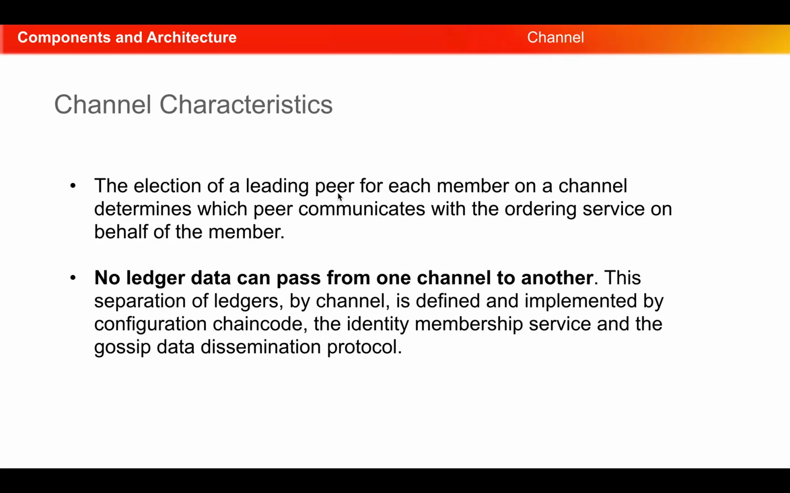The election of leading peer or leader peer for each member or each organization on the channel determines which peer communicates with the ordering service on behalf of the member or the organization. No ledger data can pass from one channel to another channel. This separation of ledgers by channel is defined and implemented by the configuration chain code, the identity membership service provider, and the gossip data dissemination protocol.